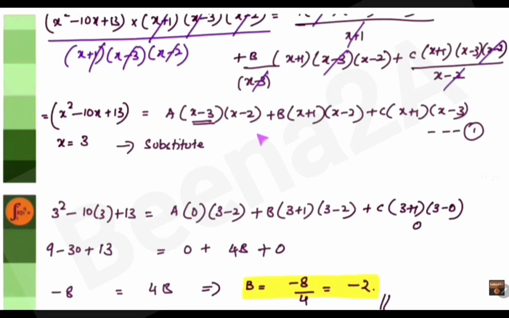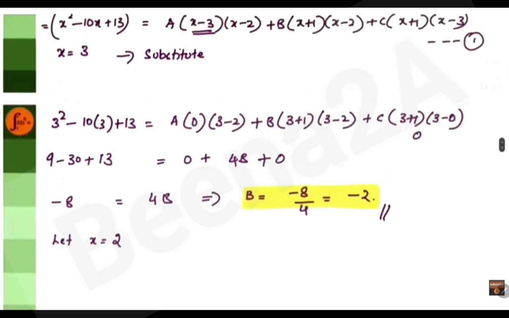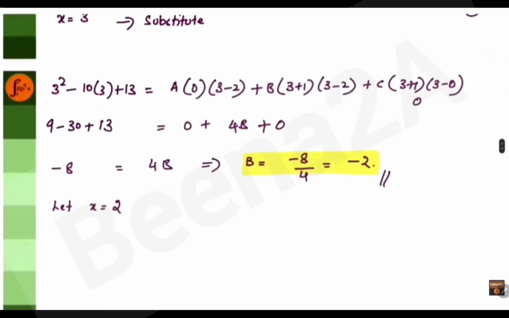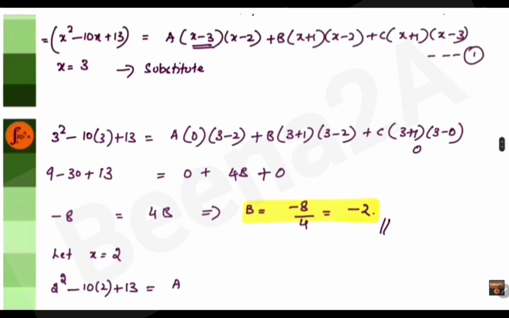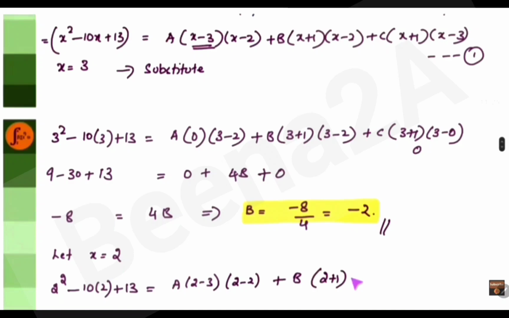Now we'll assume x is equal to 2. So let x is equal to 2. Now take 2 and substitute in this entire equation 1. So we'll get 2 square minus 10 into 2 plus 13 is equal to a into 2 minus 3 into 2 minus 2, which is 0, plus b into 2 plus 1 into 2 minus 2 plus c into 2 plus 1 into 2 minus 3.